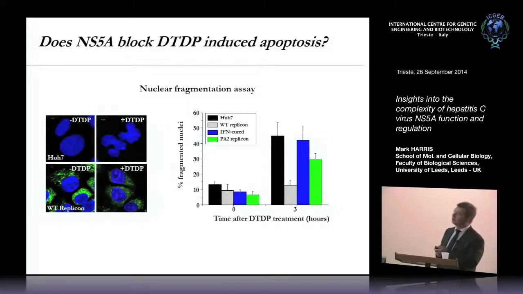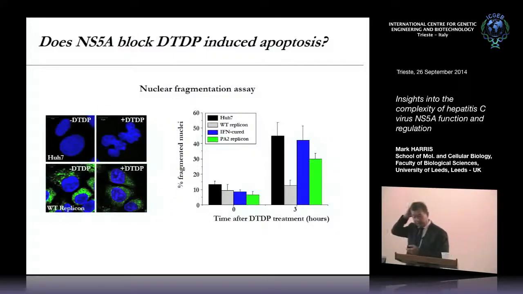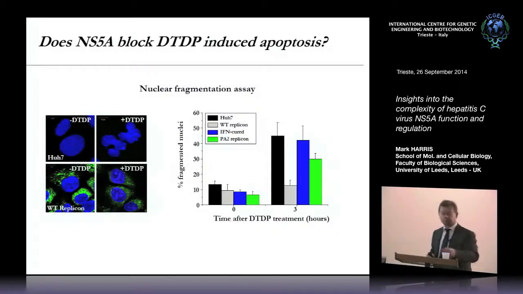So if you treat with DTDP and look for apoptosis, and we've done this in a number of ways, but I'm showing you here the nuclear fragmentation. In HUH7 cells, you get very efficient nuclear fragmentation when you induce with DTDP, and you can see that in the black lines here. This is 3 hours after DTDP treatment. You see a massive increase in apoptosis. If you look in wild-type replicon cells, you really don't see that induction of apoptosis when you treat with DTDP, so you're going from here to here. It's restored in the interferon-cured or the proline mutant replicon. So NS5A is blocking the induction of apoptosis as a result of oxidative stress by inhibiting the activation of Kv2.1.